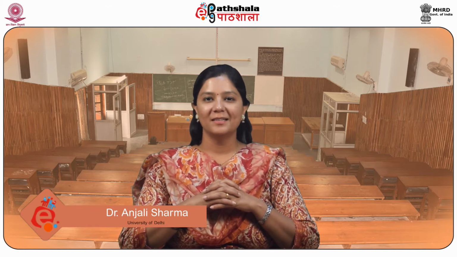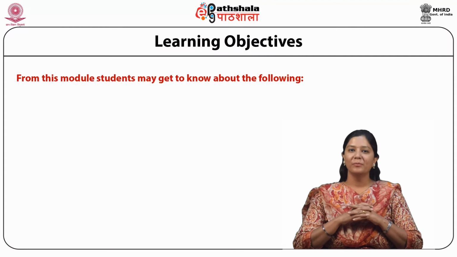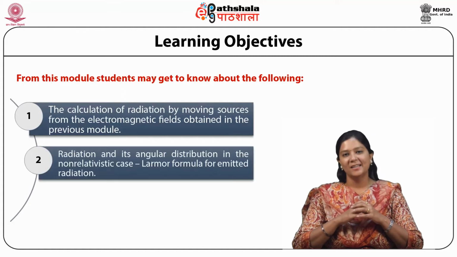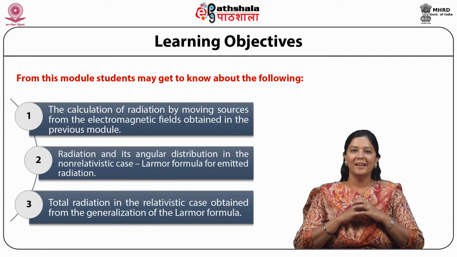Today we are going to discuss the module Radiation by Point Sources Part 1 from the paper Electromagnetic Theory. From this module you may get to know about the following: the calculation of radiation by moving sources from electromagnetic fields obtained in the previous module, radiation and its angular distribution in the non-relativistic case, that is the Larmor formula for emitted radiation. Total radiation in the relativistic case obtained from the generalization of Larmor's formula.